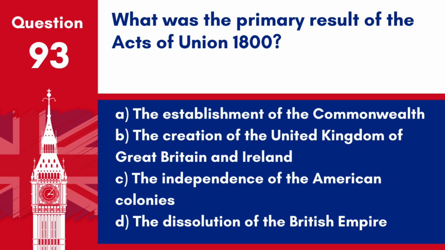Answer. B. The creation of the United Kingdom of Great Britain and Ireland. The Acts of Union 1800 united the Kingdom of Great Britain and the Kingdom of Ireland into a single state, the United Kingdom of Great Britain and Ireland.